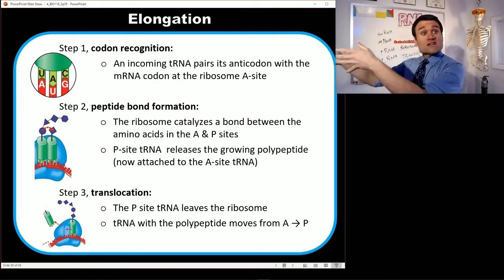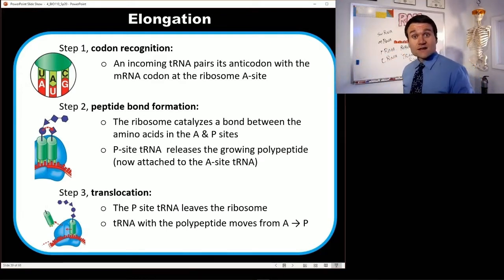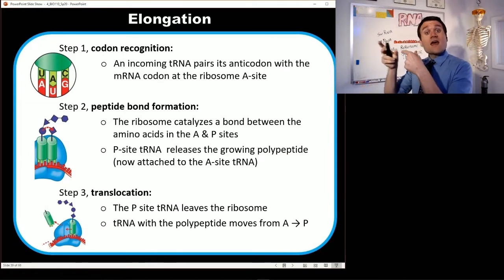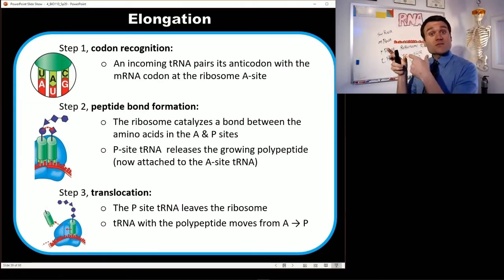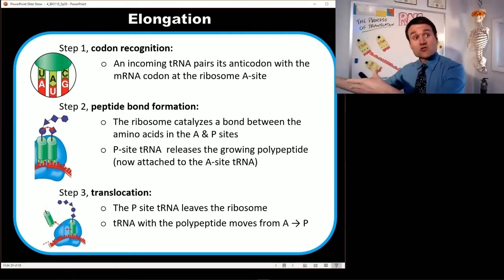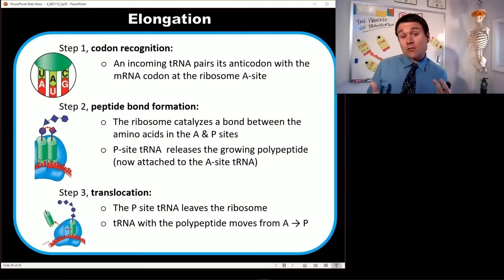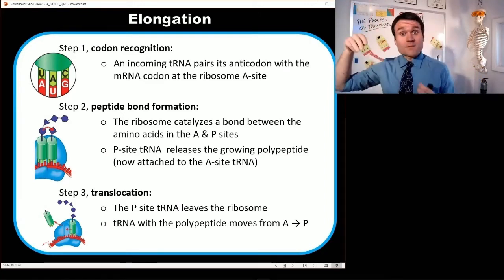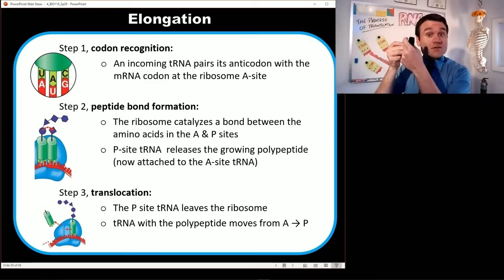So a new tRNA comes into the A site, it recognizes the codon there, it brings its amino acid in, and we catalyze a bond between the 2 amino acids. We catalyze a peptide bond. Every time we translocate the whole message down 3 letters, the A site opens up again for a new tRNA to come in, and then they can get a new peptide bond at the P site.